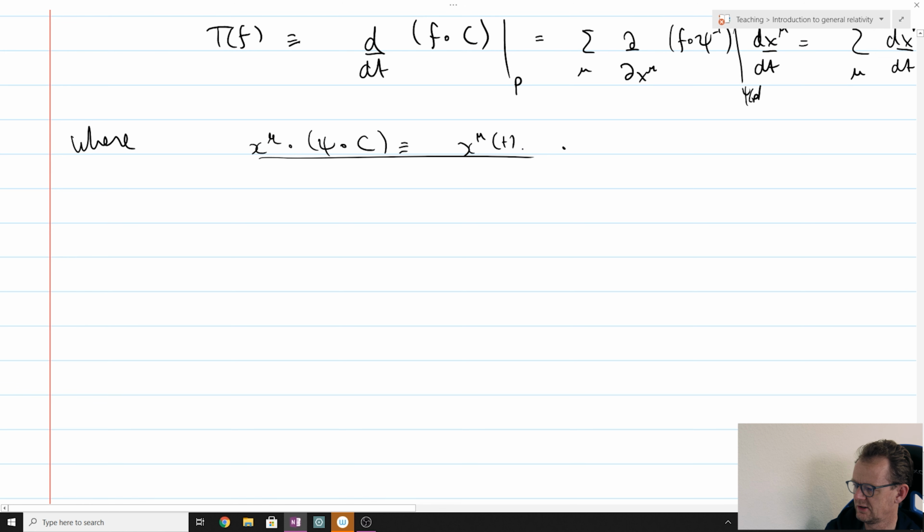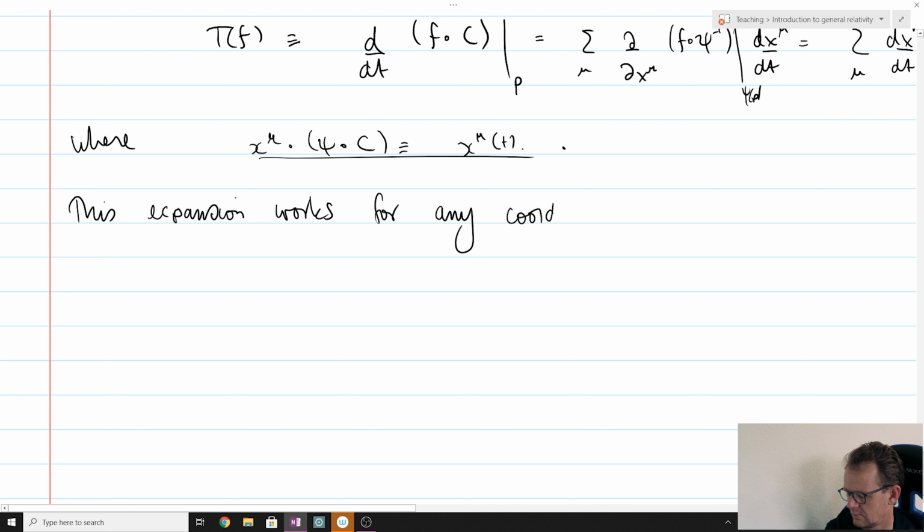Now, it's worth saying that this expansion works for any coordinate basis. And we always find that the components of our tangent vector are given by dx mu dt, like so.